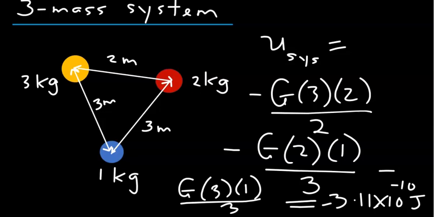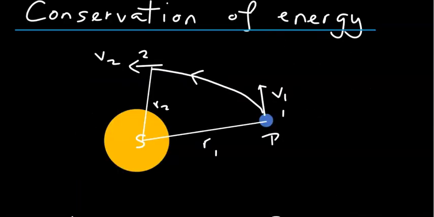Now you see that this is a straightforward calculation without any reference to any angles, because potential energy is a scalar, so you do not need to consider any components. Let's see how we can associate the gravitational potential energy to the law of conservation of energy. So let's say you have a system, you have a sun, and you have a planet that's moving around it.